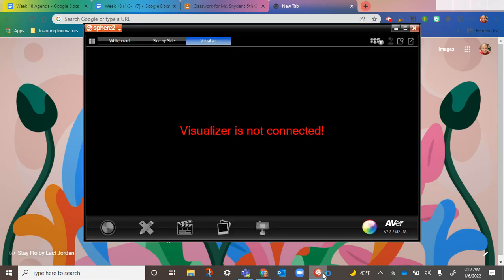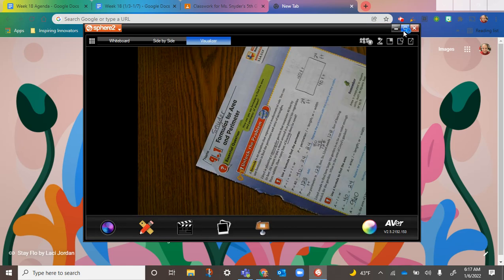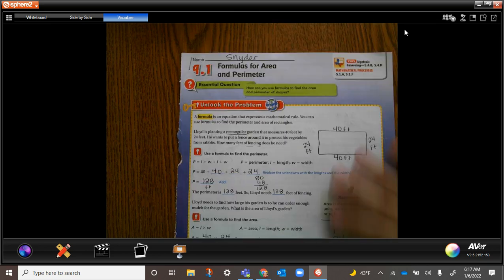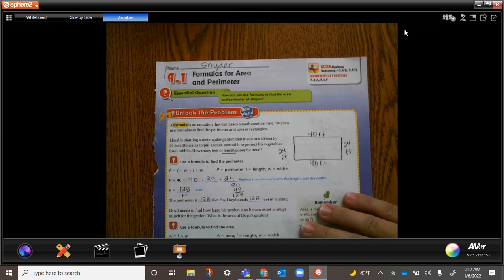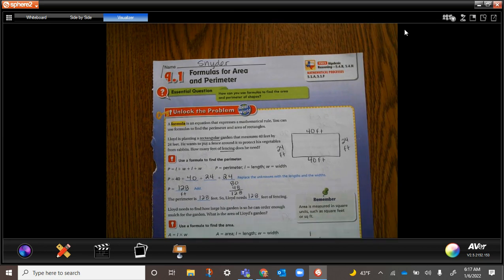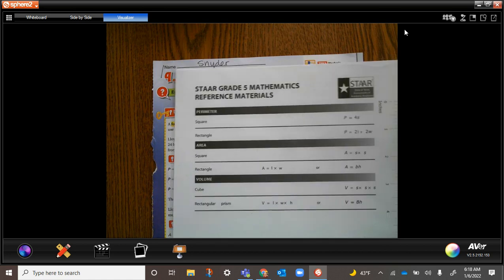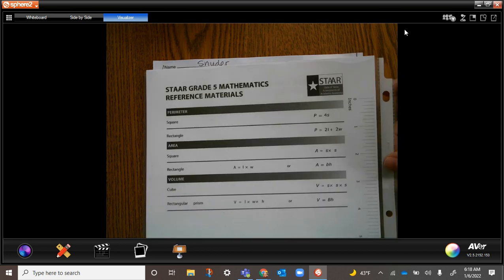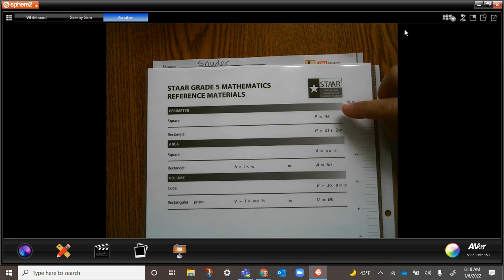Morning, everybody. All right, so I'm going to go over the 9.1 that we did through Go Math, and these are perimeter and area problems. And the main focus is really practicing using the formulas. And so you will have available to you this reference material sheet, and on it there are formulas for perimeter.